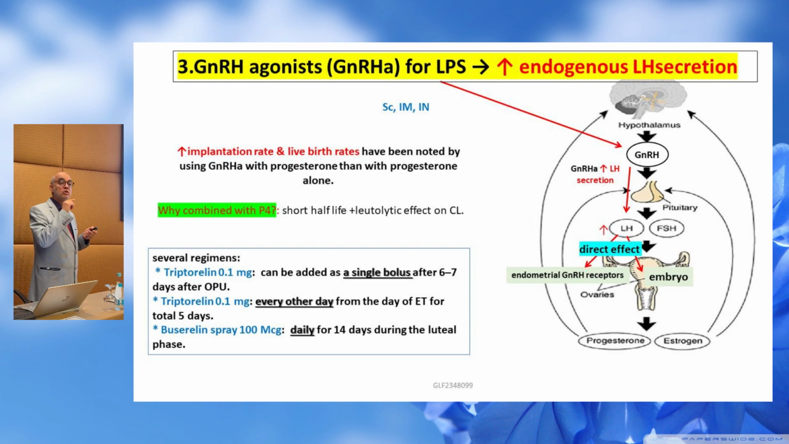Can I give the patient a GnRH agonist, which I use for triggering? Yes, you can. But usually the studies using a GnRH agonist use it in combination with progesterone, particularly vaginal progesterone, because it has a short half-life and it supports the progesterone.